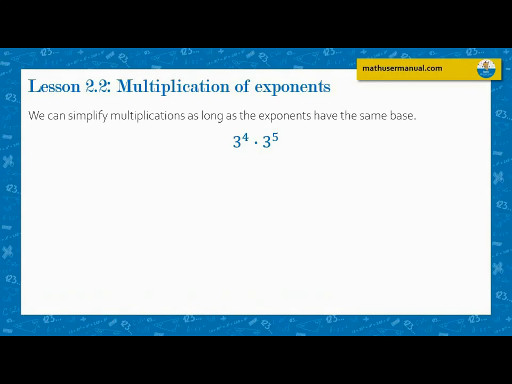The first property we're going to learn about exponents is multiplication of exponents, and this is lesson 2.2. First, let's analyze what happens when we multiply two exponents, but something very important is the exponents must have the same base in order for this property to work. If we have different bases, that's something we'll learn in more advanced math. For the moment, just equal bases.